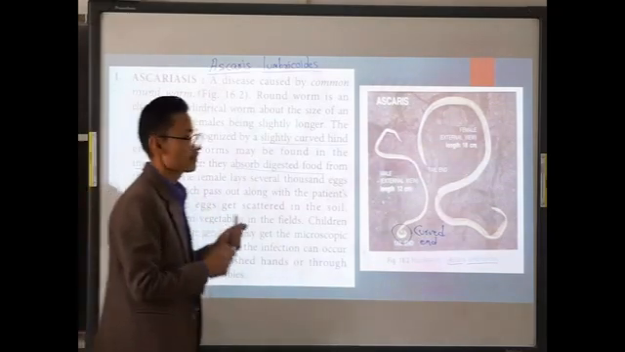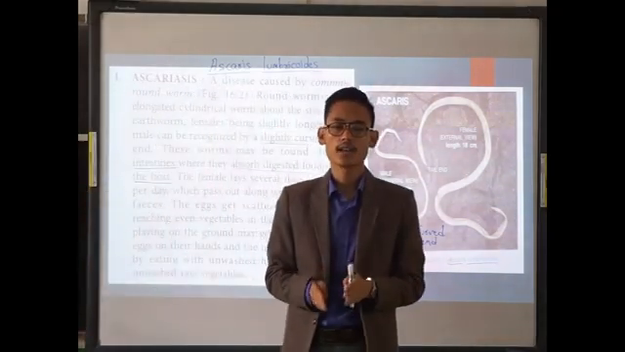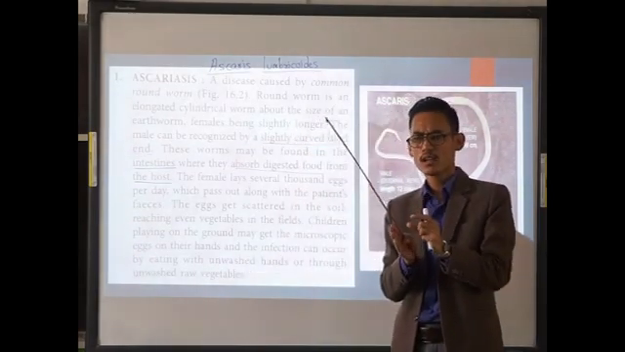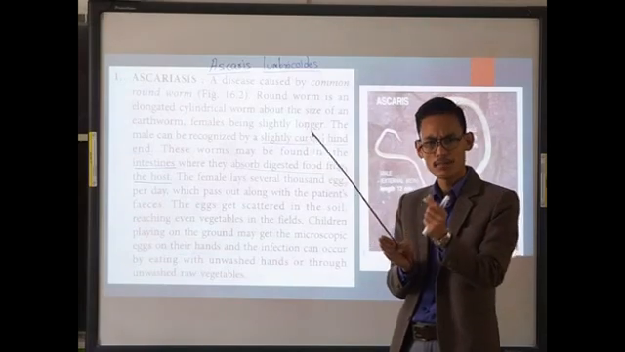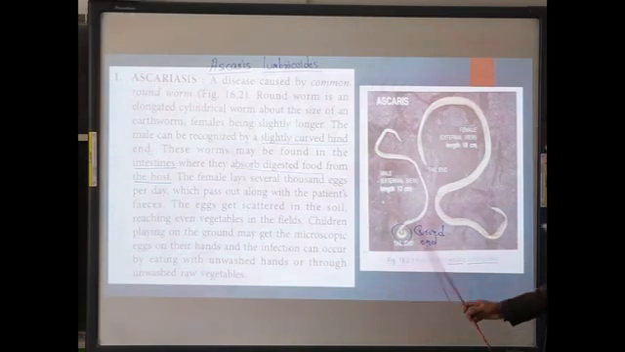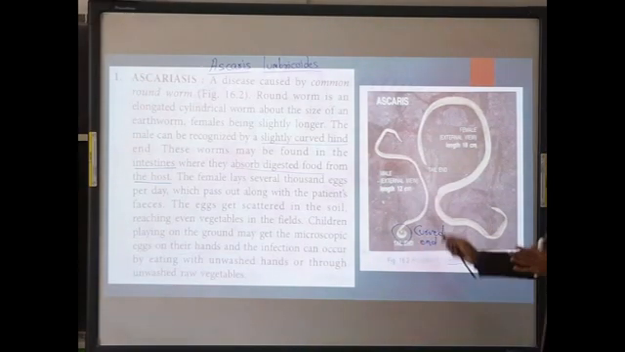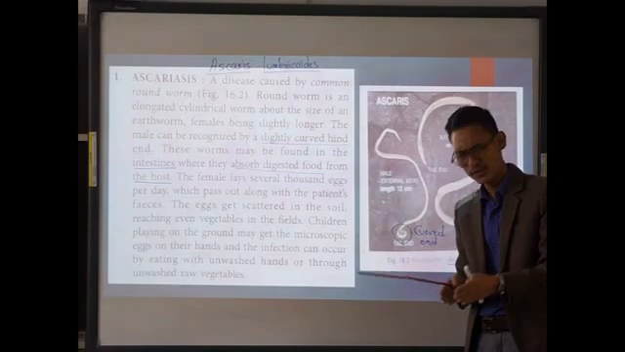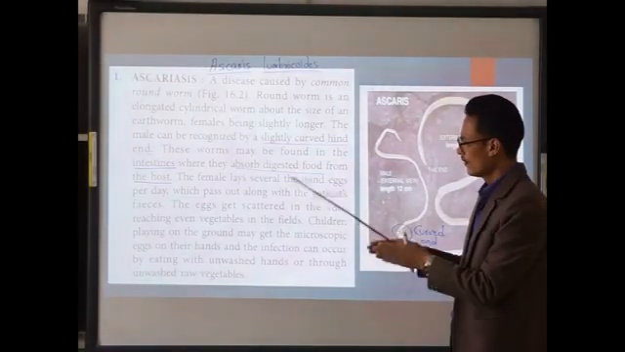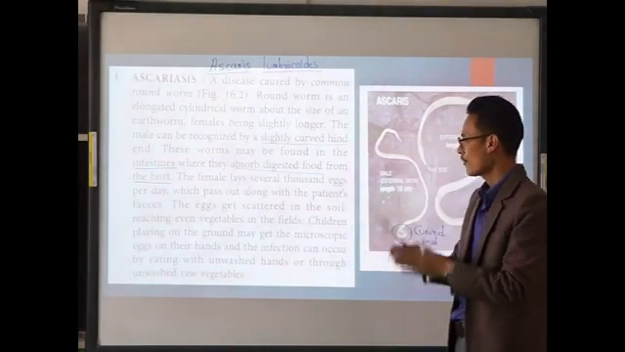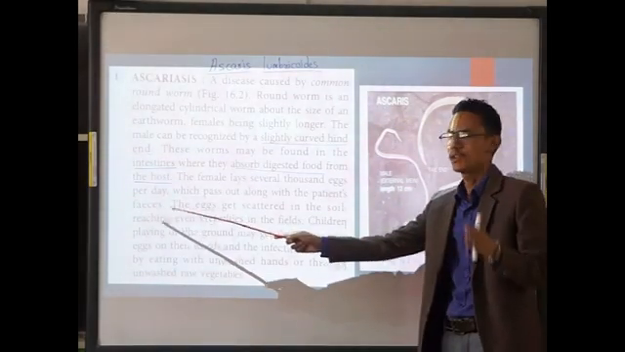So ascariasis is mainly caused by a roundworm, Ascaris lumbricoides. The males are slightly shorter than the females, so females are longer, and males have a narrow or curved end. These worms are present in the intestine of the host, where they absorb the digested food materials. Within our body, the female will lay several thousand eggs, and those eggs will be removed from our body through the fecal material.